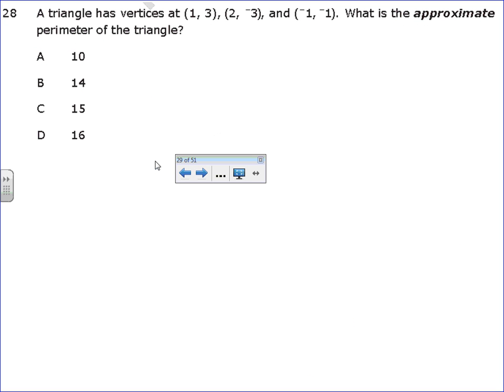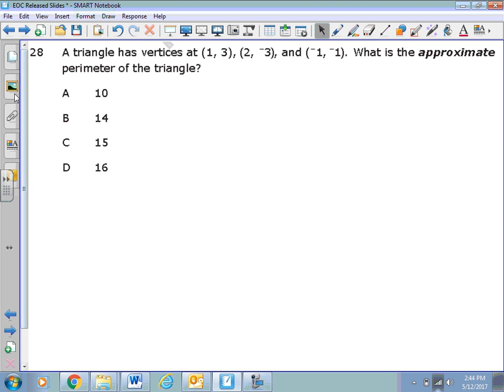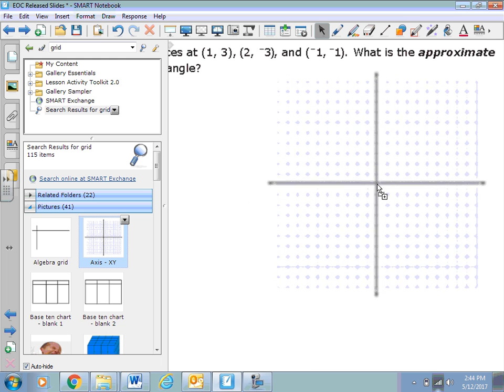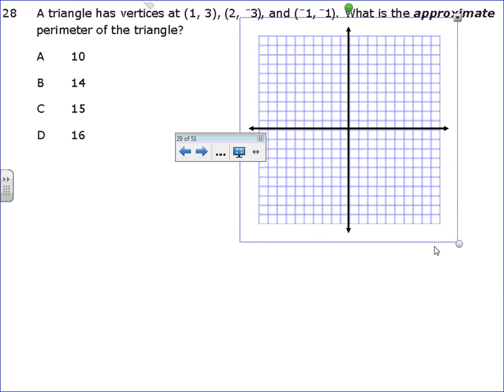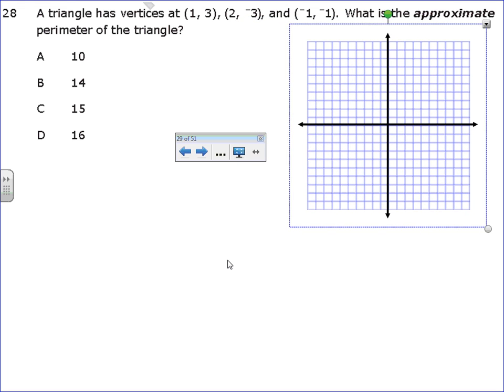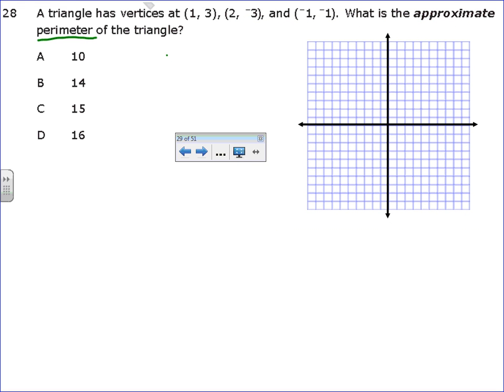All right, for question 28. Again, you don't have to graph it if you don't want to, but I'm going to graph it because some people might want to see what it looks like. When I did it on my paper, I didn't graph it. The reason why is because it told me that it's a triangle, and they want me to find the perimeter. Well, to me, I already know that means I need to do the distance formula 3 times, so I'm going to have 3 sides.